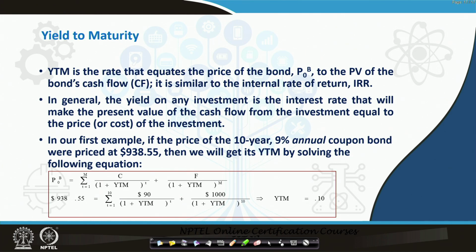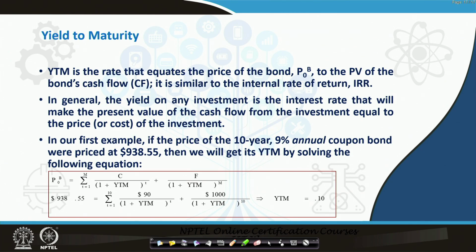So, in general, the yield on any investment is the interest rate that will make the present value of the cash flows from the investment equal to the price of the investment. So, whichever interest rate equates the price of the investment to the present value, that will be considered as the yield to maturity.